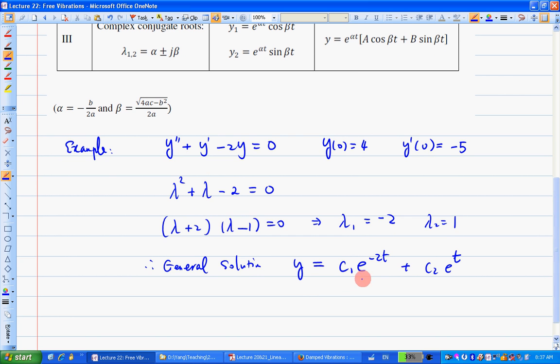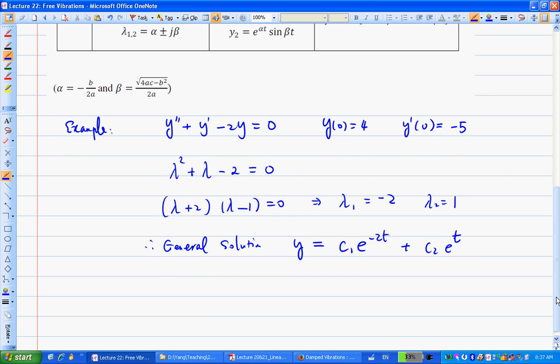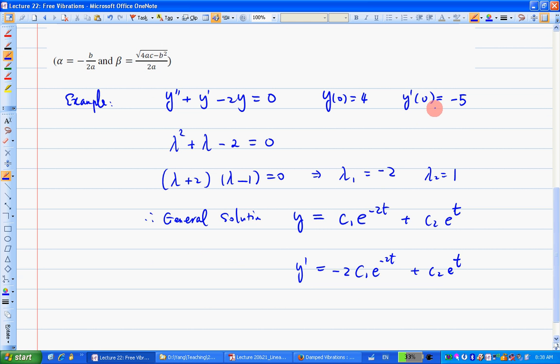So good. Now let's find the values of c1 and c2 based on the given initial values. I have y of 0 equal to 4, and y prime of 0 equal to -5. So I need to calculate y prime first. This is the general solution. The derivative of y gives me -2 c1 e to the -2t plus c2 e to the t. That's y prime. Then I'm going to apply the initial conditions.